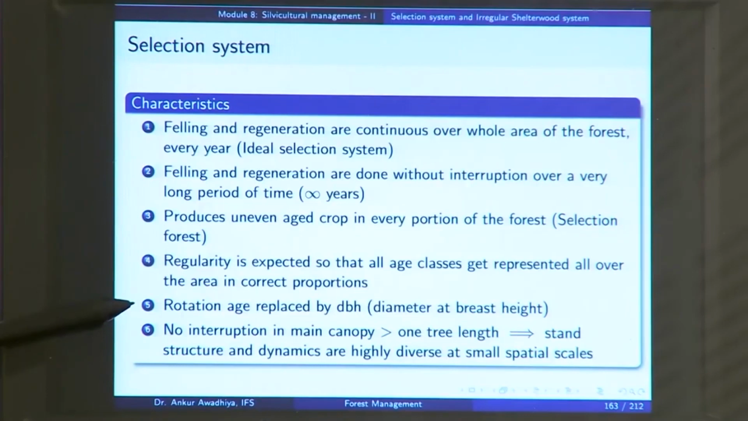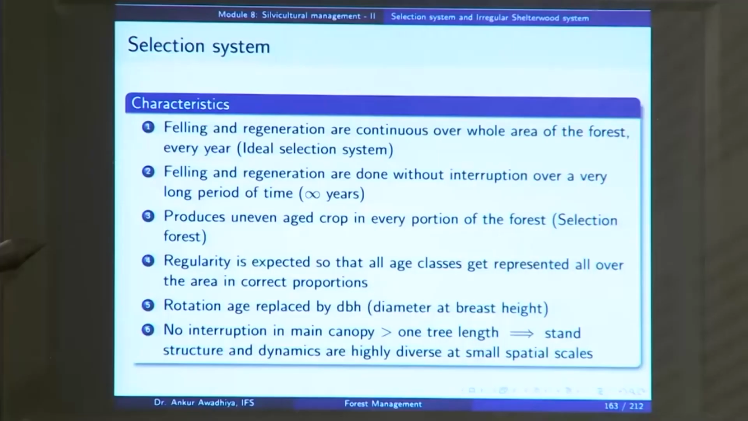Now, the rotation age in this case is replaced by DBH, or the diameter at breast height. So, in the other silvicultural systems, we were talking about a rotation age. Now, rotation age, as you remember, is the age at which your trees are considered mature for felling. So, you said that in the case of a teak plantation, when your teak trees have reached an age of 90 years, you are going to cut them.